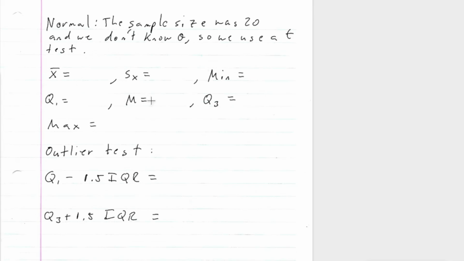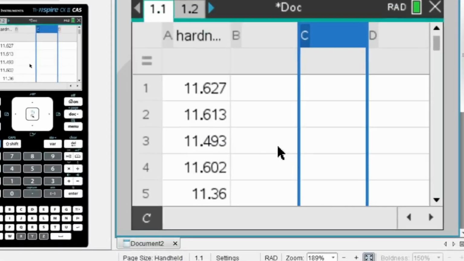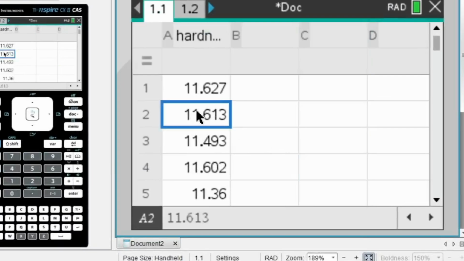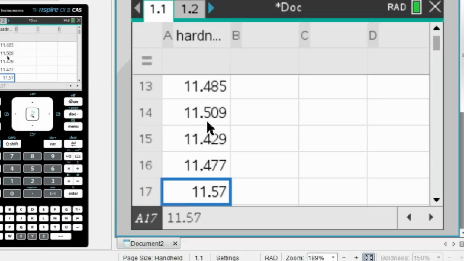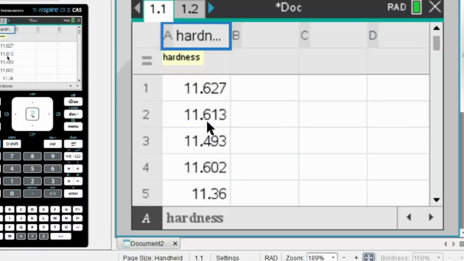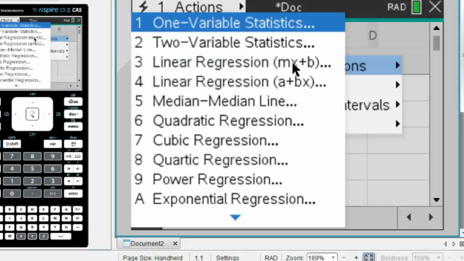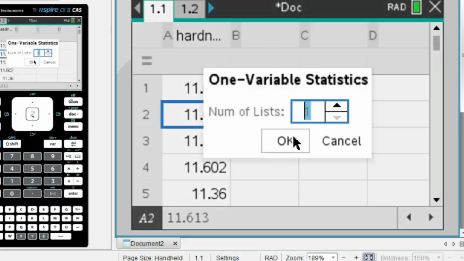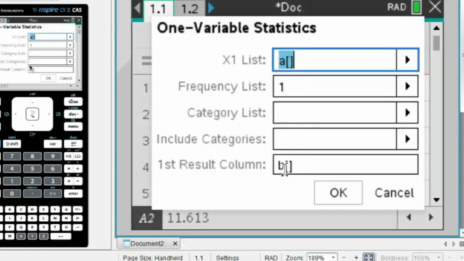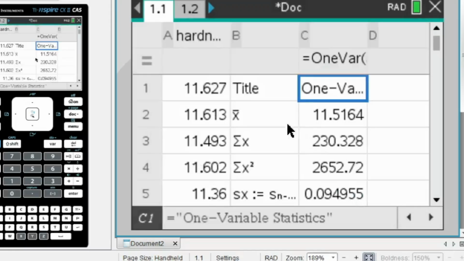So let's go ahead and do our one variable statistics of the data. I have already put in the data for this problem. So now let's go ahead and do menu, statistics, stat calculation, one variable statistics. We want our results in the B column, and there we go.